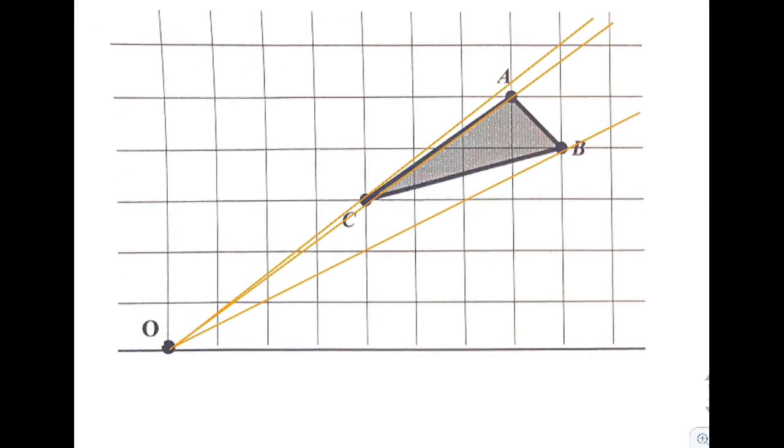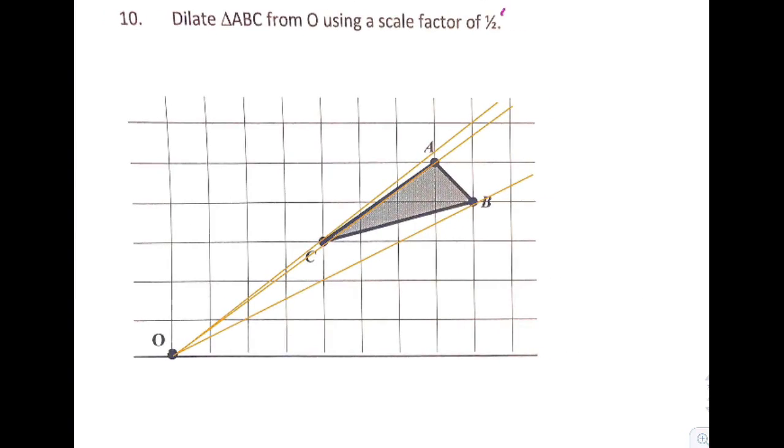Number 10, the lines of dilation from O to C and O to A are really close. So it almost looks like I made a mistake there, but C and A are not exactly on the same line. So if you're really, really neat, you can tell that from O to C goes up 3 over 5, and from O to A goes up 5 over 7. Those aren't multiples of each other. They're off by 1 box, which is why there's a little bit of space between those lines there. But anyway, we're asked to dilate it by a half.